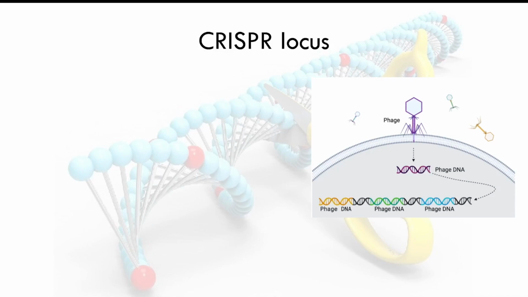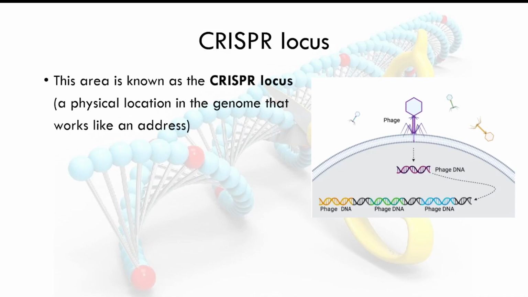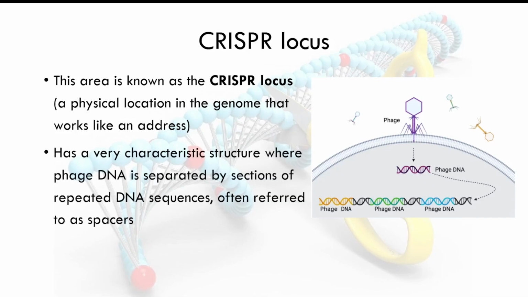All right, our CRISPR locus. So this area that you can see on the screen there, that phage DNA, is known as our CRISPR locus. So this is the physical location where it stores that phage DNA. And this is where it starts to get into our CRISPR process.